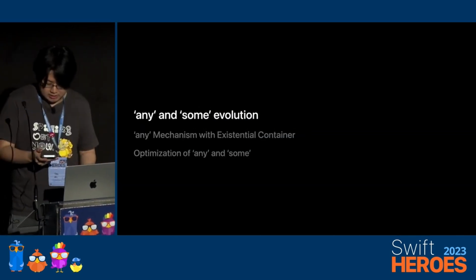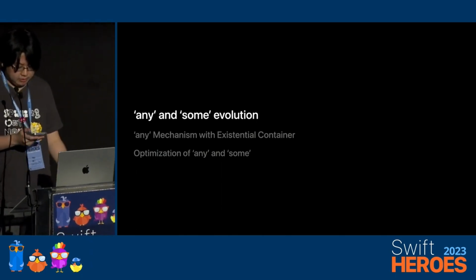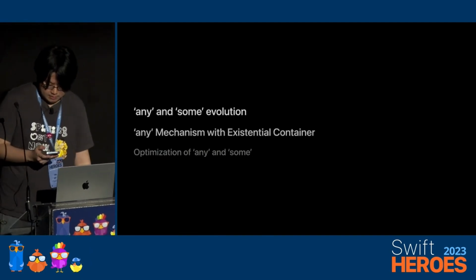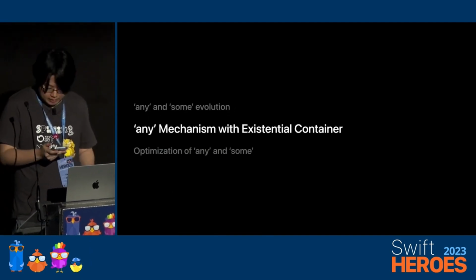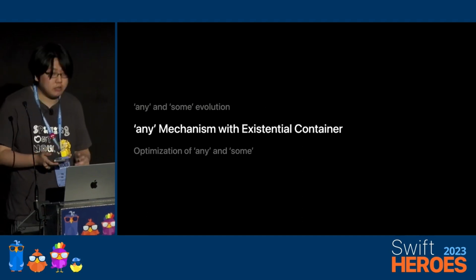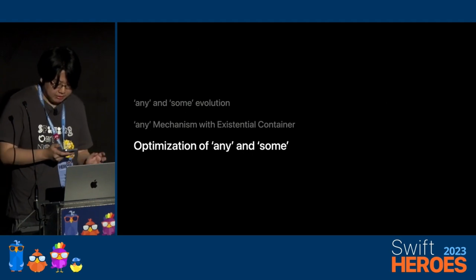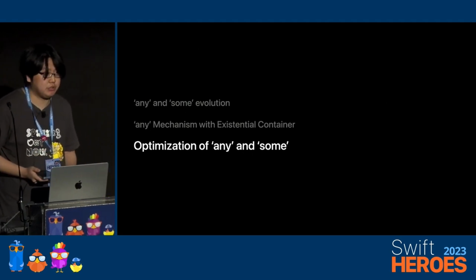First, I'll introduce the Swift evolution related to some and any. It might be helpful if you are not familiar with them. Second, I need to talk about the existential container, which is related to any, to describe the cost of it. In the end, let me introduce how any and some are optimized by the Swift compiler.